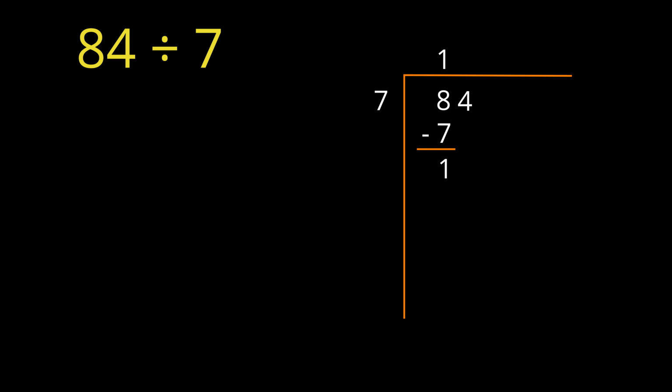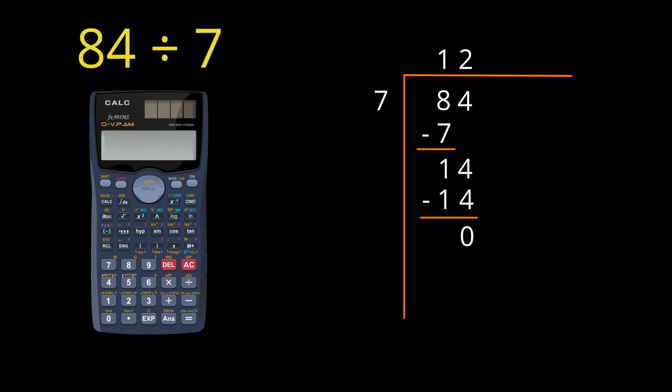7 does not divide into 1, so bring down the next number, which is 4. 7 divides into 14 2 times. Write 2 in the answer. 2 multiplied by 7 is 14. 14 minus 14 is 0. When the remainder here is 0, we have finished the division. So 84 divided by 7 is 12.